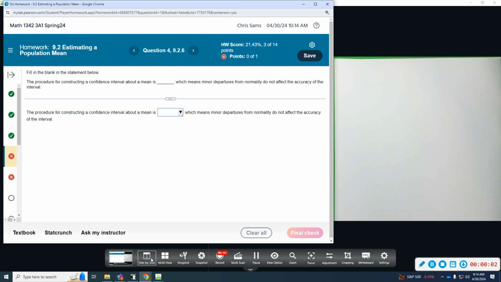All right, number 4, we're going to fill in the blank. The procedure for constructing a confidence interval about the mean is blank, which means minor departures from normality do not affect the interval. So this was a definition we saw toward the end. It was robust.